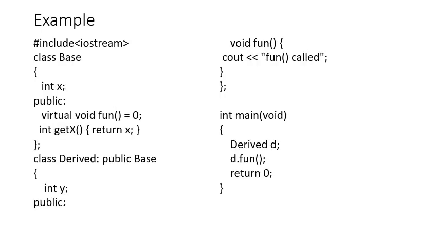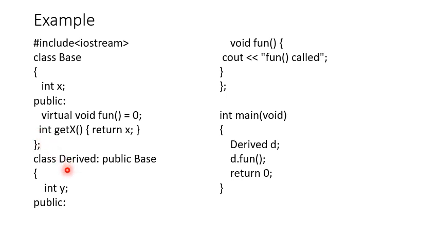For example, class B, with data X, publicly declares a virtual void function equal to zero. The virtual void function equal to zero is a pure virtual function. It means this base class is abstract from the outside world.